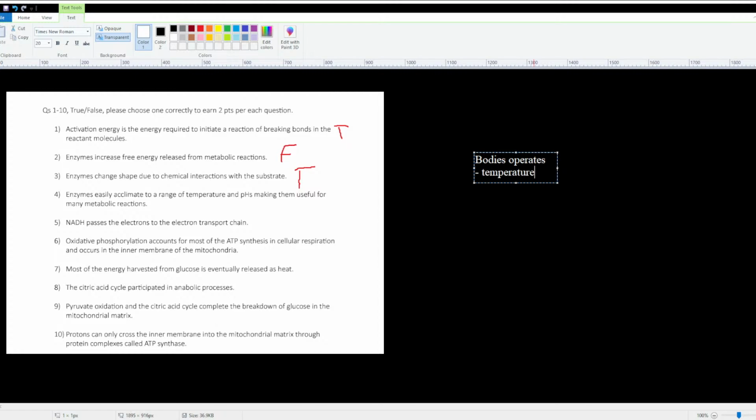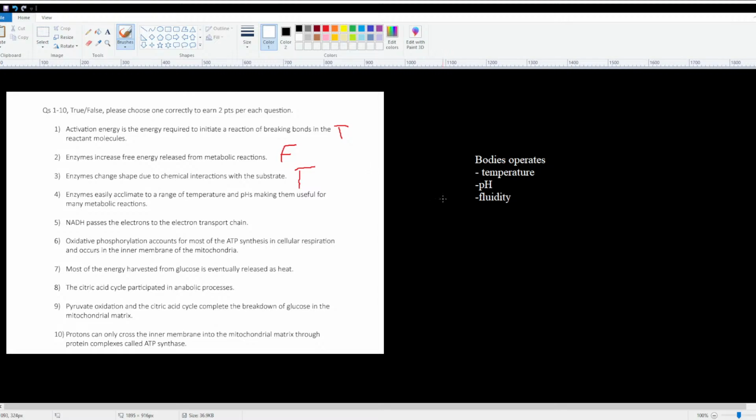temperature, pH, and fluidity. So what does that mean? It means that we don't want things to get too hot or too cold. We don't want things to get too basic or too acidic, and we don't want things to get too fluid or too stiff. There's a fine balance that our bodies will always maintain in order to keep homeostasis occurring.